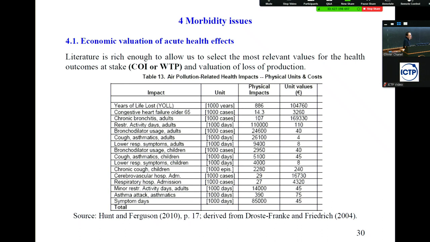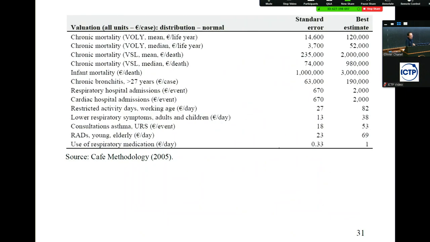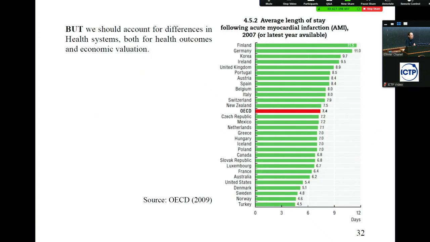For instance, the value to avoid chronic bronchitis for adults is 169,000 euros. The value to avoid, let's say, a lower respiratory symptom in adults is 8 euros here. Or a respiratory hospital admission due to air pollution is valued at 4,300 euros. So it's a cost you can get from the general health system, and you apply them. There is another type of values used here based on the Clean Air for Europe methodology, and you can see that for instance, let's say cardiac hospital admission, it's 2,000 euros per case, and then you count how many acute cases of morbidity you have, and you multiply this number by the value in euros or dollars or whatever currency. But you have to pay attention to two things.